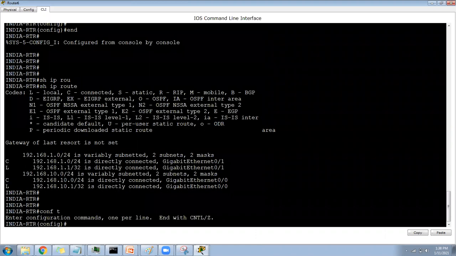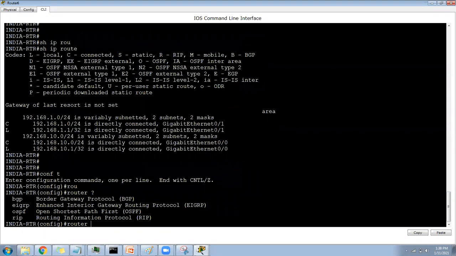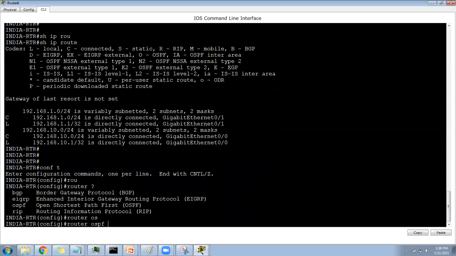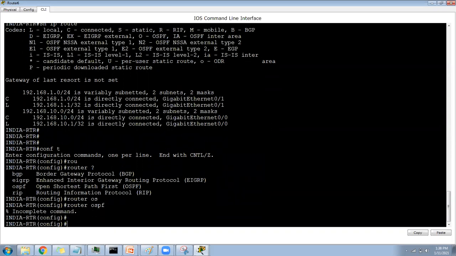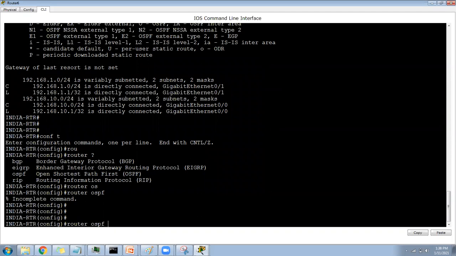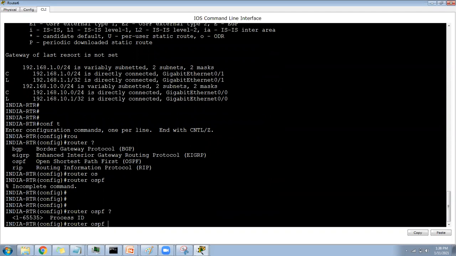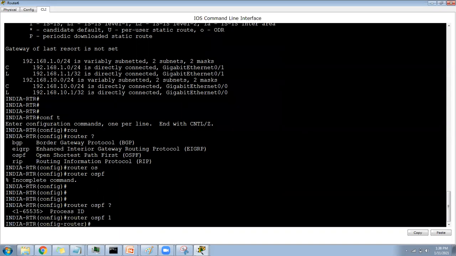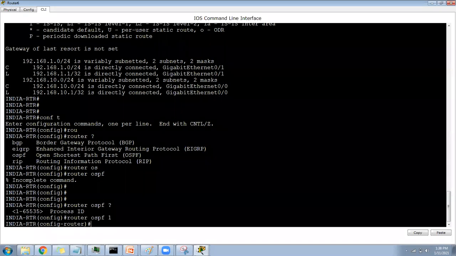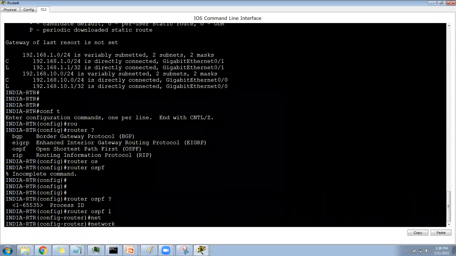The details of OSPF we will see tomorrow also. Okay, router, question mark. Can you see here? RIP we just configured. So now we need to use OSPF. If you press enter, what is it saying? Incomplete command. Here there is one more thing we need to put, that is called process ID. Process ID is used in OSPF. So let's say I'm using process ID 1. Okay, it is a number. Then network. You need to advertise the network.